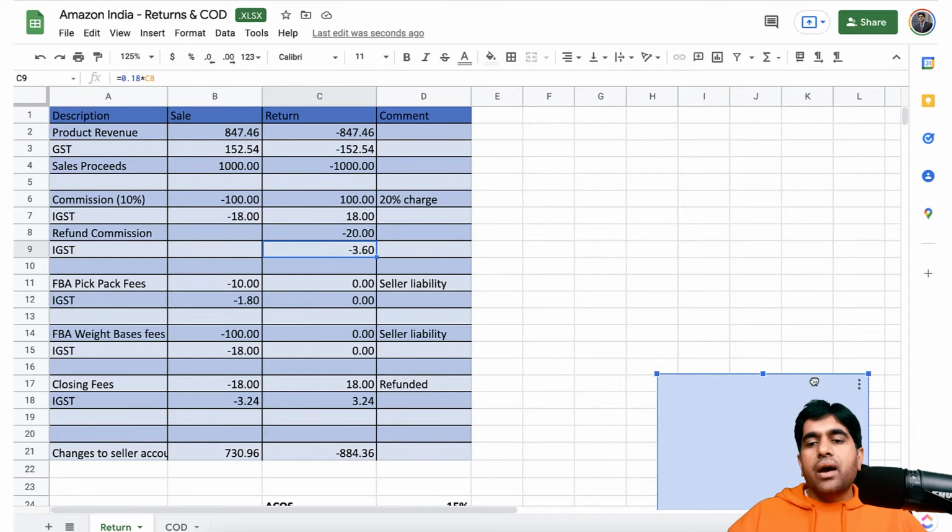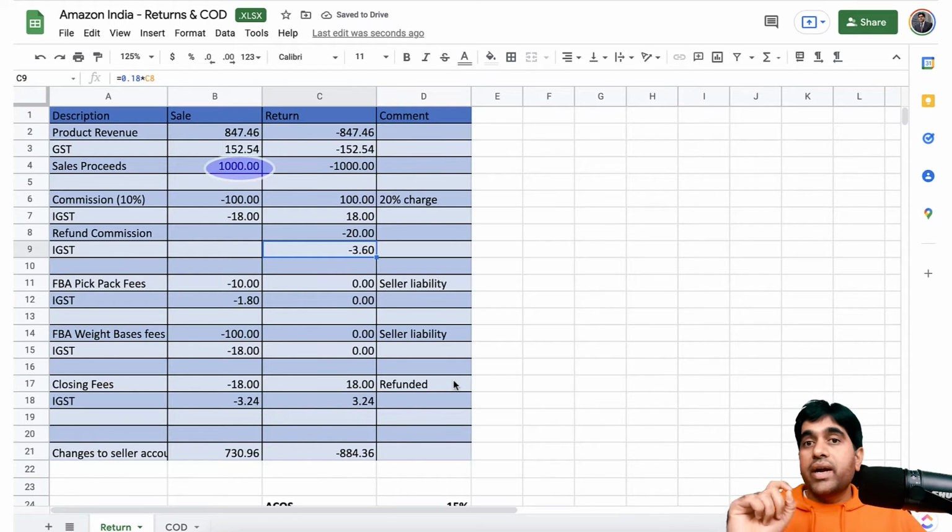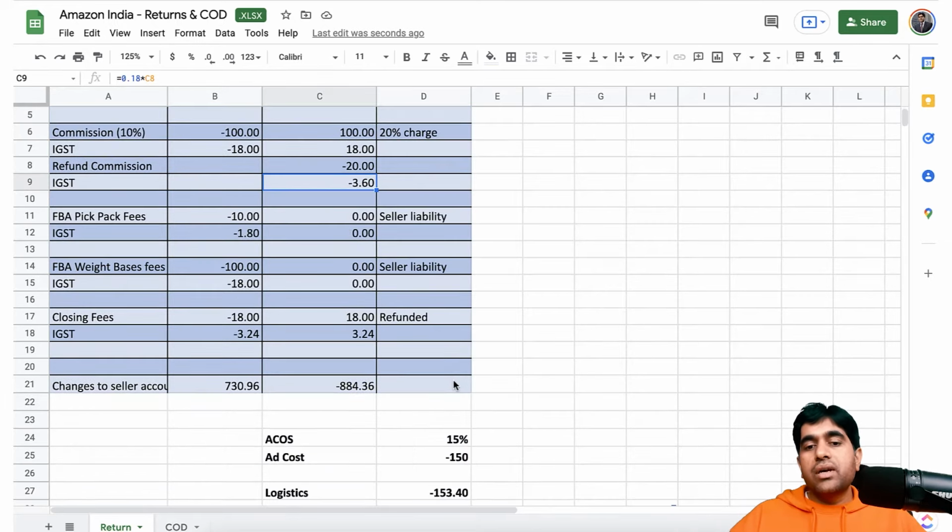So now with that, you can see that when you make a sale for 1000 rupees, you are getting 730.96. But when Amazon reverses this, it's going to take back 884.36 from your account, right? So which means that you are losing that difference, right? So you're losing that 153.4 whenever this return happens. That's significant, right? If the price of the product here is 1000 rupees, on a 1000 rupee item, you are incurring a cost of 153 rupees, right? And you don't have any revenue on this technically.